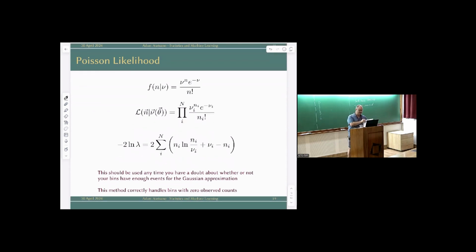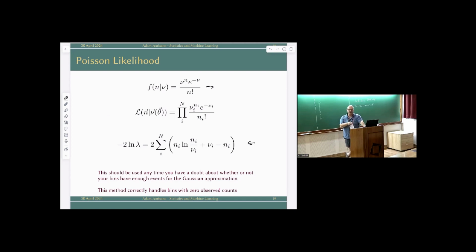Okay, now Poisson likelihoods. So the Poisson PDF is this, right? So this is the probability of observing n counts if your expectation is nu. So we can make our likelihood, which is the product of that for each bin, and then we make that into a -2 log likelihood like this. And it's actually the likelihood ratio. So the form of this involves setting all of your nus to n for your L naught in the ratio. So if you ever have any doubt whether or not your bins are large enough that you can use the Gaussian approximation, you should use this.